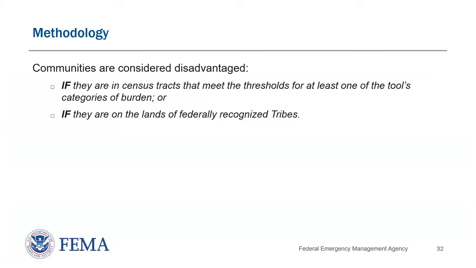Thanks. So basically the methodology is communities are considered disadvantaged if they are in census tracts that meet the threshold for at least one of the tool's categories of burden, or if they are on lands of federally recognized tribes.